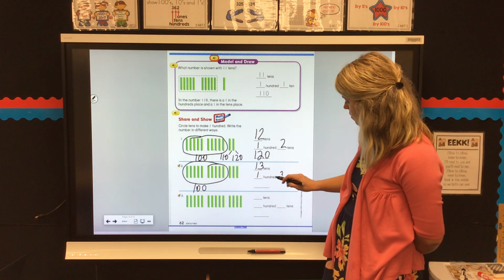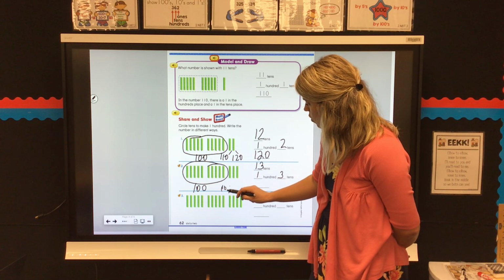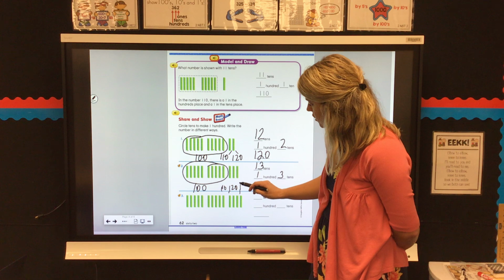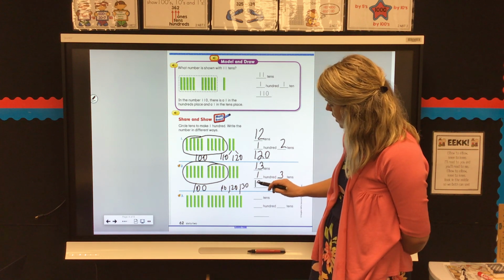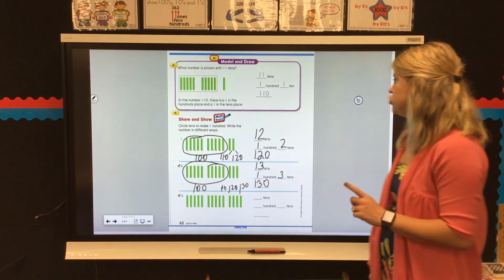Let's see what it's going to equal. 100, 110, 120, 130. So 100 and 3 10s, the same thing as 130.